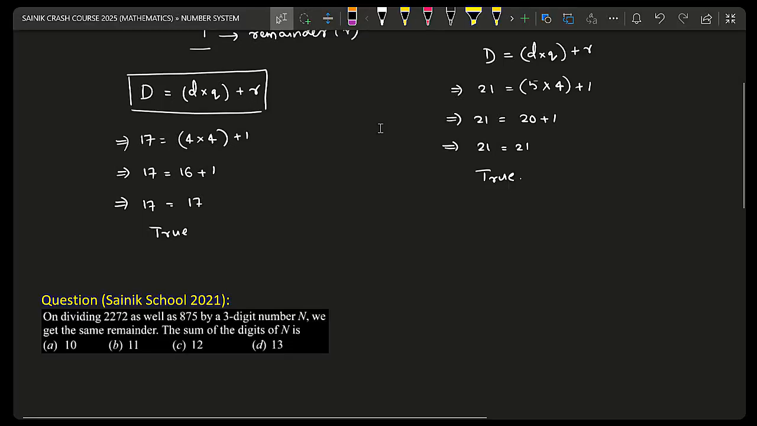All of you try to solve the next question. On dividing 2272 as well as 875 by a three-digit number n, we get the same remainder. We should find the sum of the digits of n.